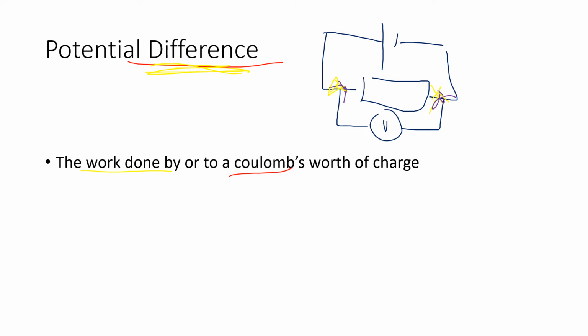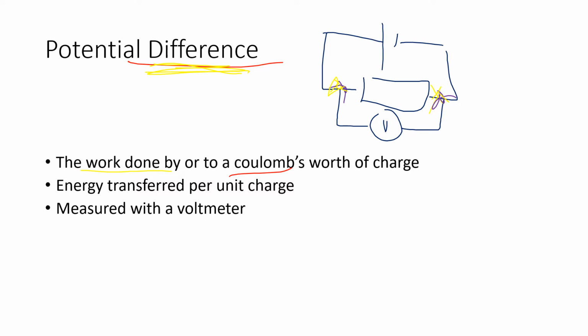6.25 times 10 to the 18 electrons flowing will do the work. So if we have 1 volt, we'll get 1 joule of energy being transferred when 6.25 times 10 to the 18 electrons, or 1 coulomb's worth of electrons, flow past. So it's the energy transferred per unit charge. It's measured with a voltmeter, as I've mentioned already.